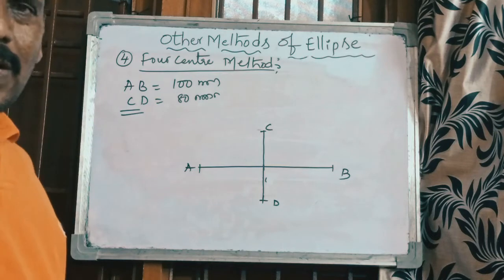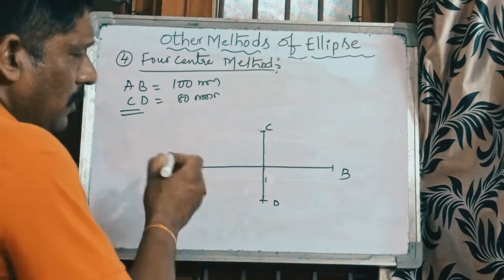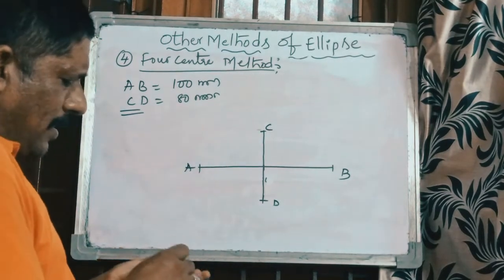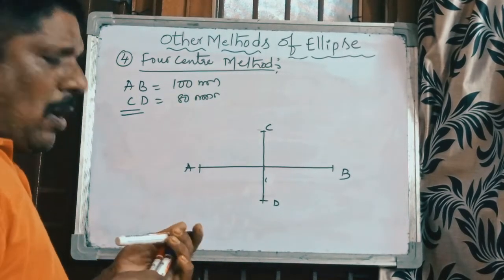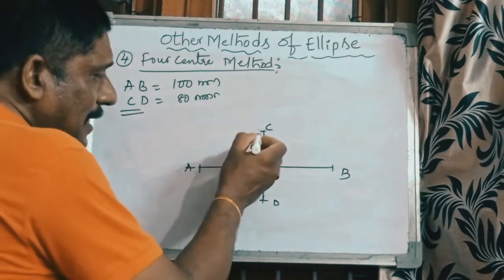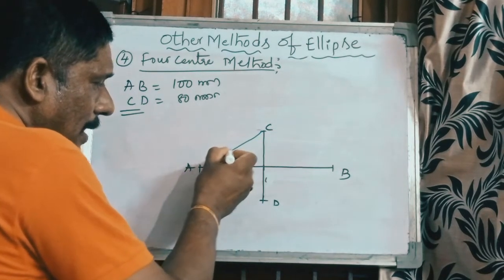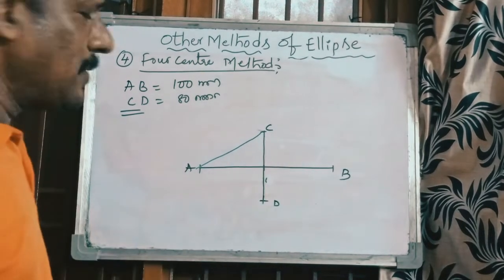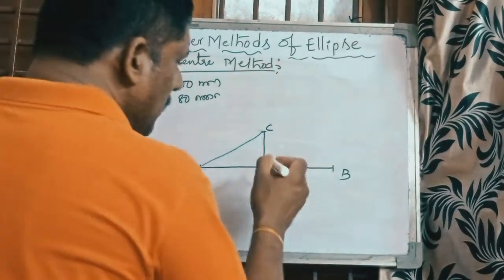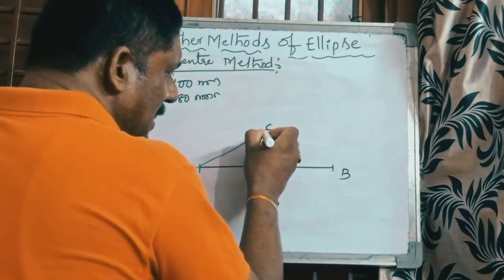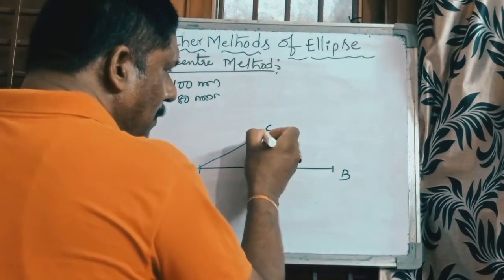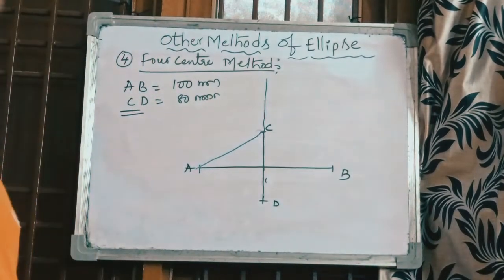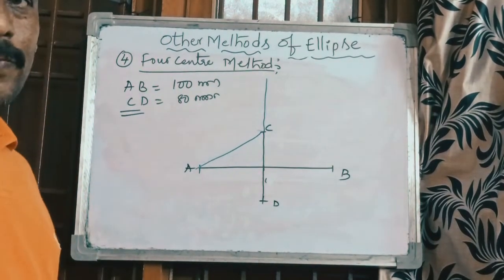So, step by step procedure, listen carefully here. The first step is to join the line. This is the given data. You have to join the line AC by a straight line. A to C, join by a straight line. That is the first step. The second step is to extend the C line, extend the minor axis line, by an unknown length.